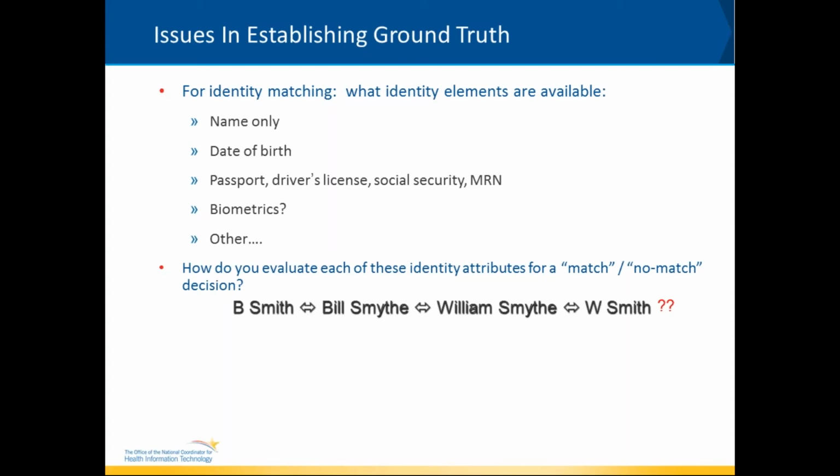But the question is, how far do we go? We can't make this a completely transitive relation, because obviously we don't want all of the B. Smiths to match all of the W. Smiths. If we open up our gates that wide on our system, then we're in for a ton of false positives.